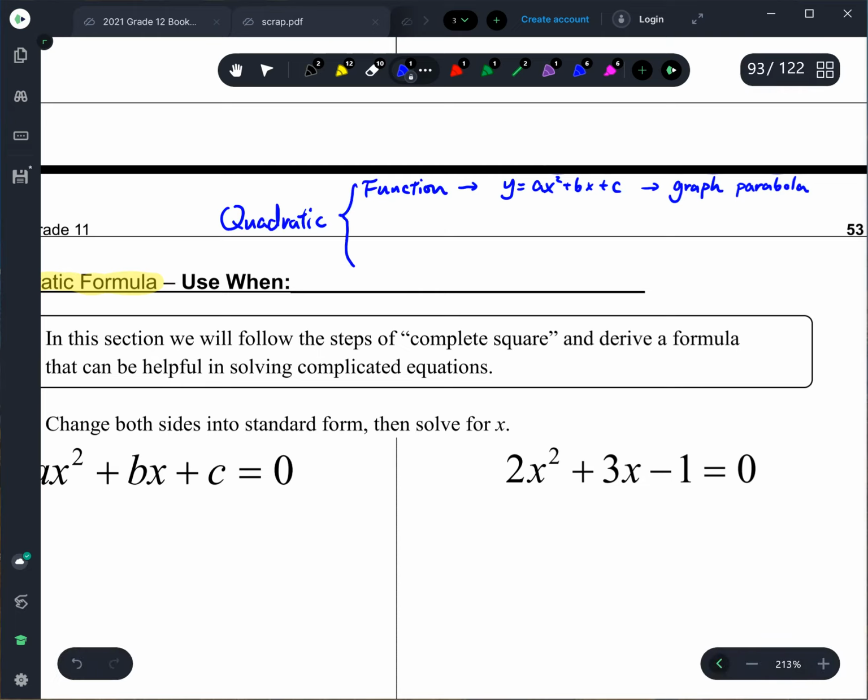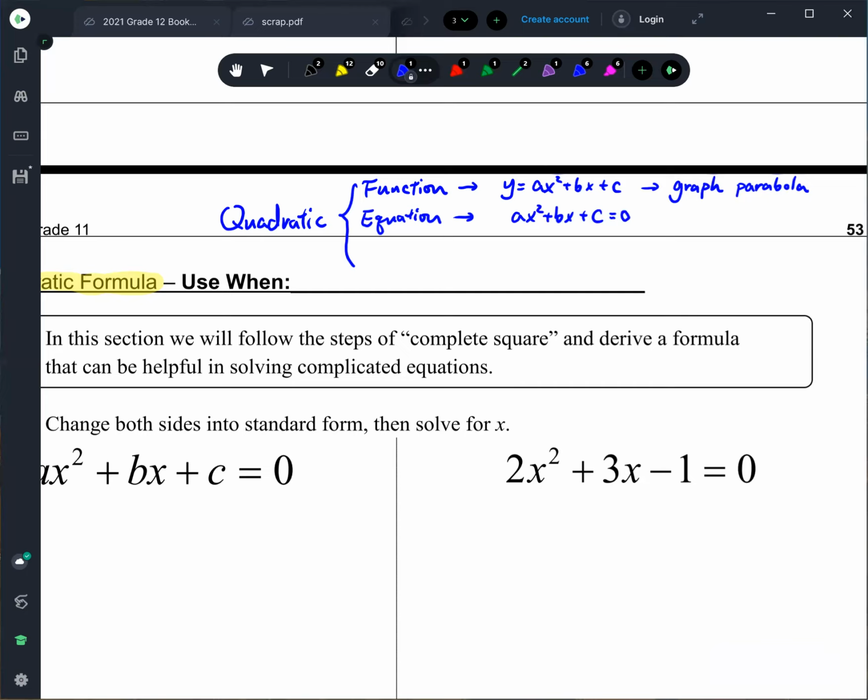And then if you have a quadratic equation, you replace the y with a 0. So you'll get something like this: ax squared plus bx plus c. Instead of being equal to y, it's equal to 0. That means you're looking for the x-intercept of the graph. And you solve for x. The answer that you find is the x-intercept. We call that a quadratic equation.